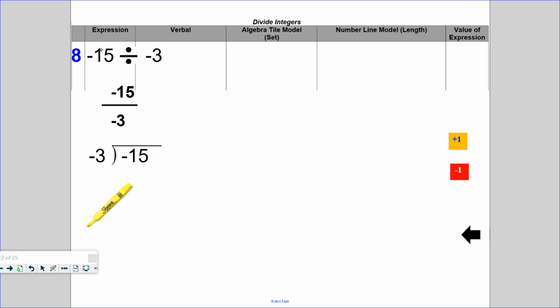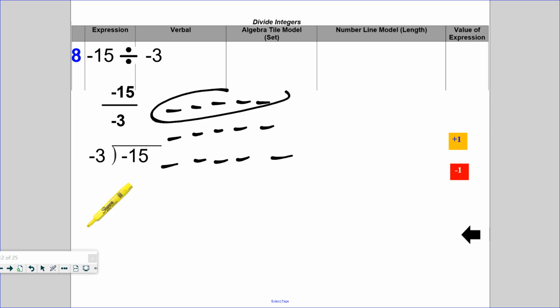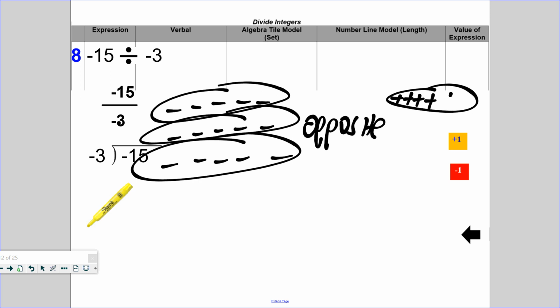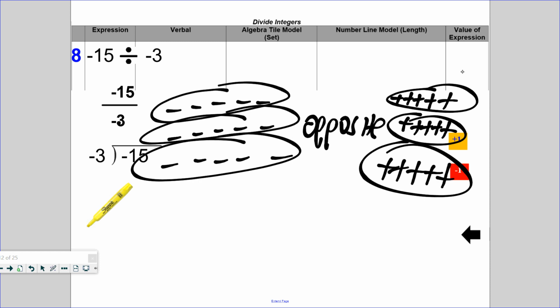And number 8, you have 15 negatives. 1, 2, 3, 4, 5, 6, 7, 8, 9, 10, 11, 12, 13, 14, 15. Divide it into 3 groups. So each group has 5 negatives. However, this negative right here says do the opposite. So what's the opposite of negative 5? Positive 5, positive 5, positive 5. So it's 5.